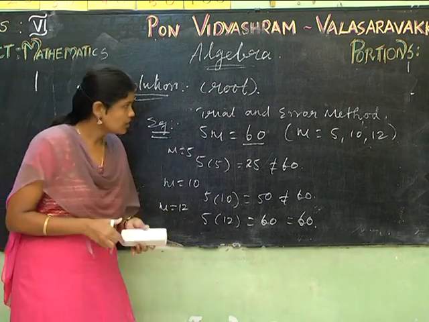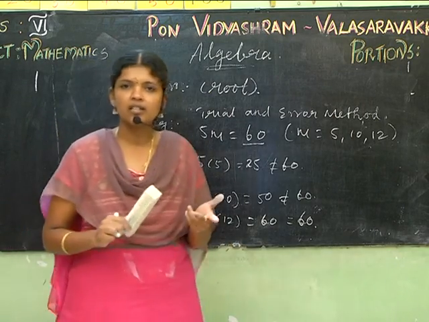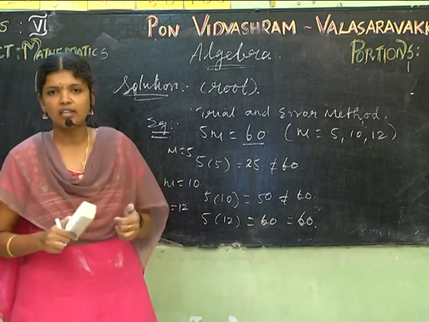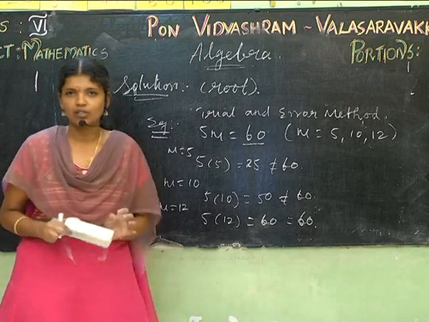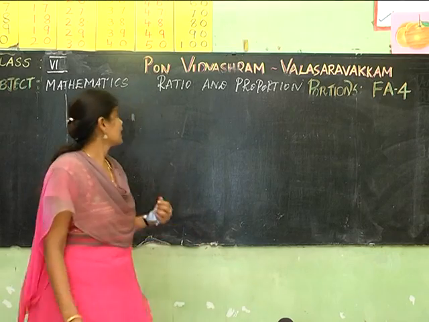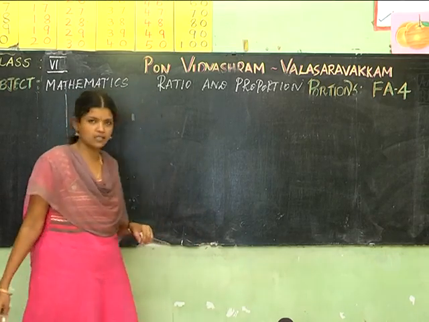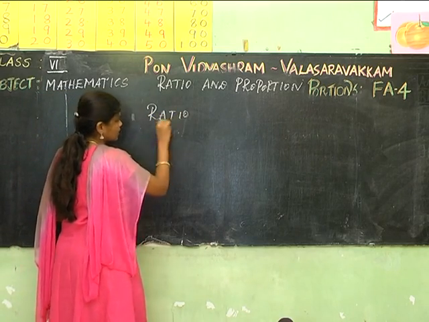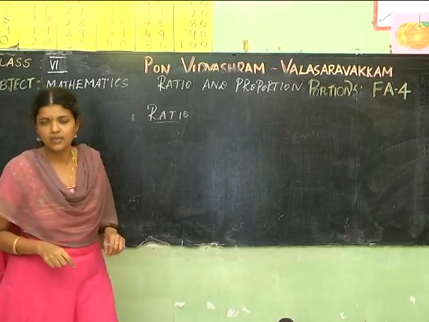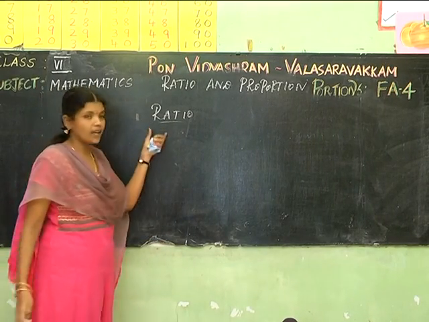Okay, in this chapter we learned about variables, constants, solution, equation and algebraic expression. Now, ratio and proportion for class 6. So what is meant by ratio? Comparing two quantities by division is called a ratio.